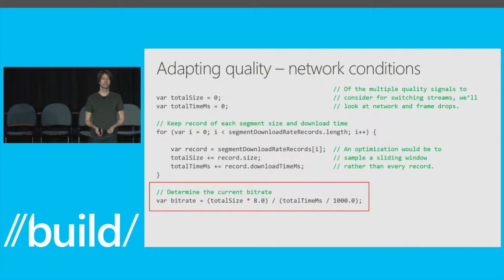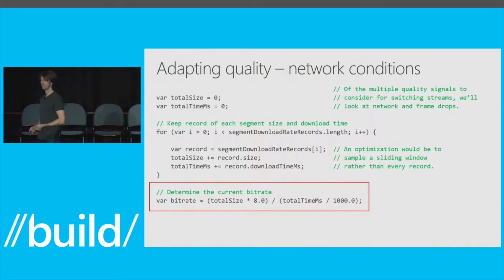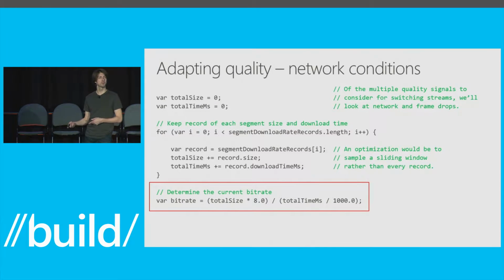When you use XHR to download a media segment, you keep a record of how big that segment is and how long it took you to download it when XHR completes. You keep a little journal of this, and you keep a sliding window and average that out and say, how much throughput am I actually getting? And compare that to the bit rate of the video that you're trying to download. If those don't match up, you should switch streams.